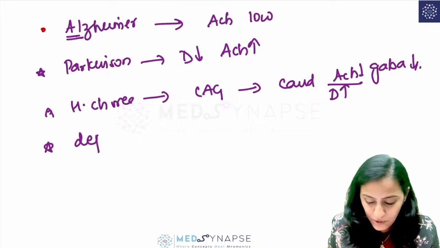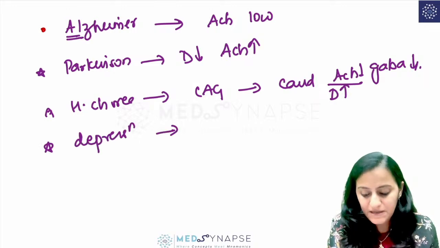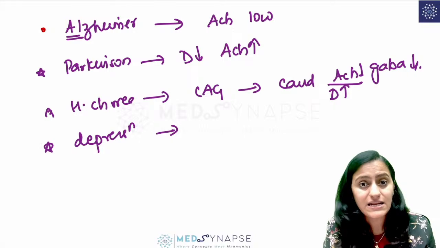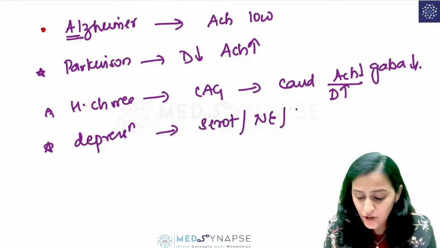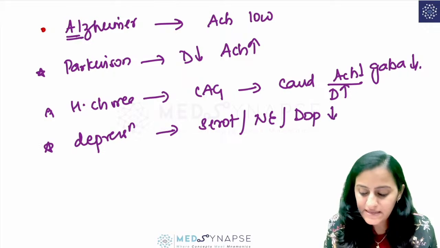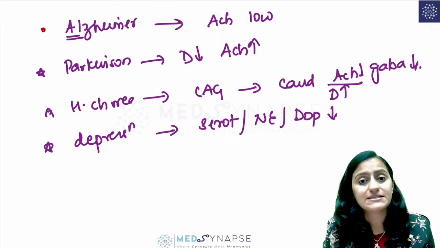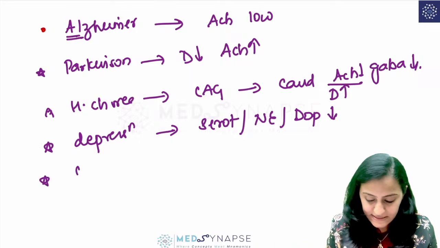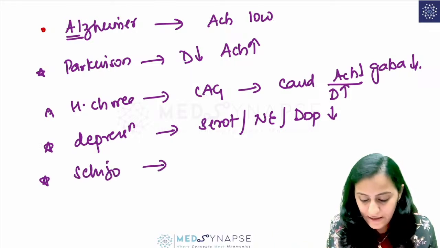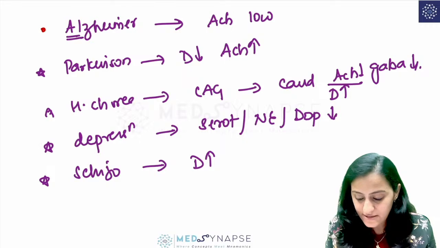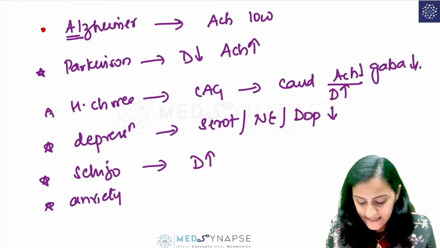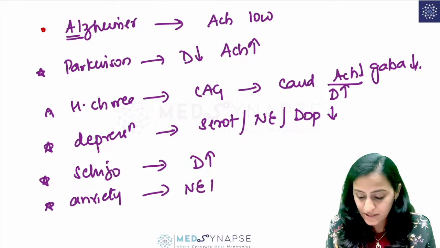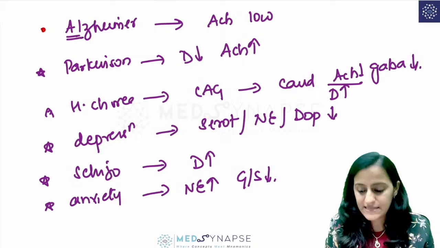Next, we spoke about depression. In depression, we give SSRIs, SNRIs, NDRIs. So basically, serotonin, norepinephrine, dopamine, everything is decreasing, and that is why we want to increase it. Then you have schizophrenia, which is psychosis, right? There, the dopamine level is increasing. Then you have anxiety. Anxiety, sympathetic system stimulation, you have norepinephrine increasing, GABA and serotonin decreasing, right?